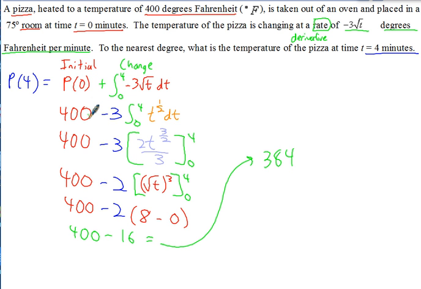And the units, we'll take a look right here. The units for this 400 were degrees Fahrenheit. The units for this rate of the change of the temperature of the pizza were degrees Fahrenheit per minute. Remember, once you integrate, it gets rid of that per minute and goes back to just degrees Fahrenheit, which it needs to be in order to combine with this, which is degrees Fahrenheit. So your units would just be degrees Fahrenheit.